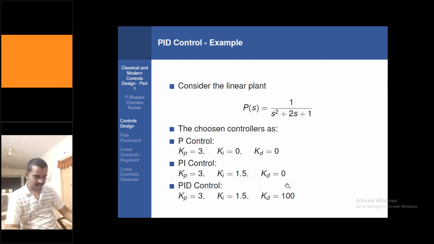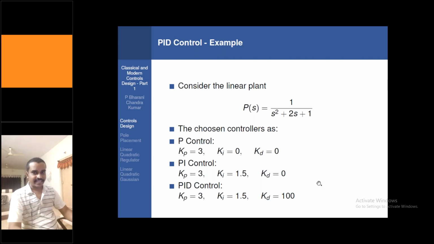So I have just done some simulations, which I will be showing you, to show what is happening. And it is obvious if you use only the proportional control, what is the lesson we learned? We learned that the steady state error will not go to zero. That we will see. If you use the PI, though the steady state error will go to zero, the system is a little bit slow. If you use the PID, then you can see what are the improvements.